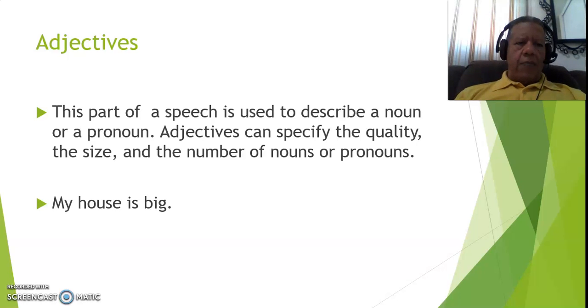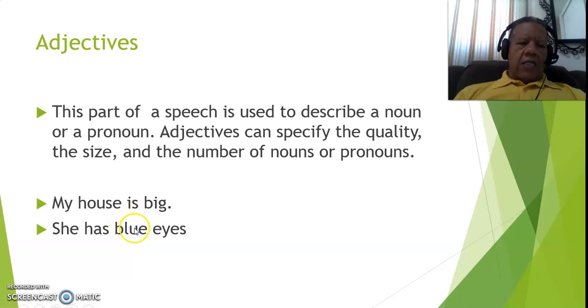Here we got an example. My house is big. Estoy diciendo que mi casa es grande. Big es un adjetivo. Another example. She has blue eyes. Estamos diciendo acá que ella tiene ojos azules. Blue eyes. En este caso, en inglés siempre se va a colocar el adjetivo delante del sustantivo. She has blue eyes. Blue is an adjective and eyes is a noun.